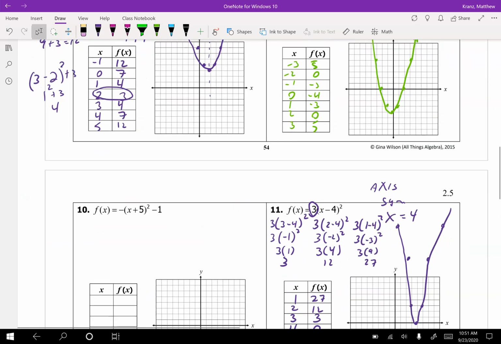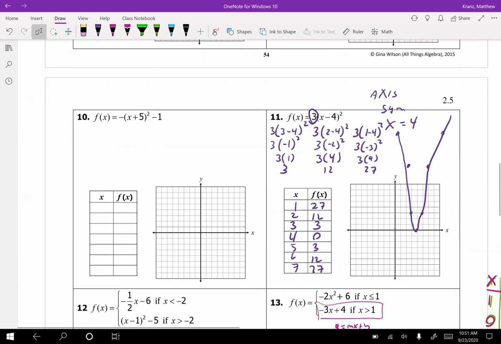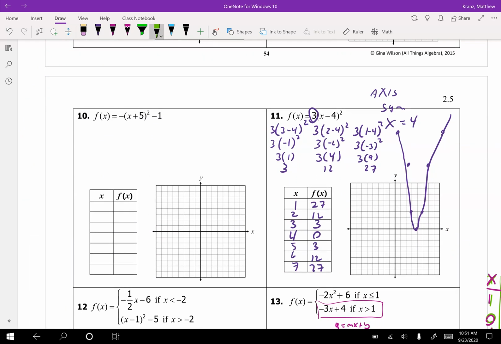All right, so for number 10, we're going to be flipped, obviously, but our vertex is going to be negative 5, negative 1, and our axis of symmetry, we'll call that AS, is going to be x equals negative 5. So we have negative 5, negative 1. So we're going to do points around it: negative 6, negative 7, negative 8, negative 4, negative 3, negative 2.